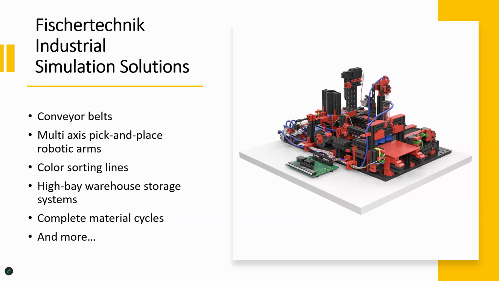Now, besides these individual models which focus on specific automated processes, Fisher Technic also offers numerous variations of an integrated factory simulation model. And in the case of these factory models, they usually consist of four or more individual workstations, most commonly something like a vacuum gripper robot, the high bay warehouse, a multi-processing station with an oven, and a sorting line with color detection.